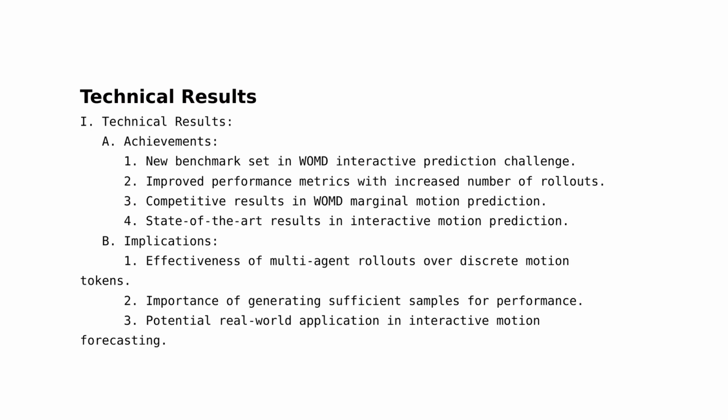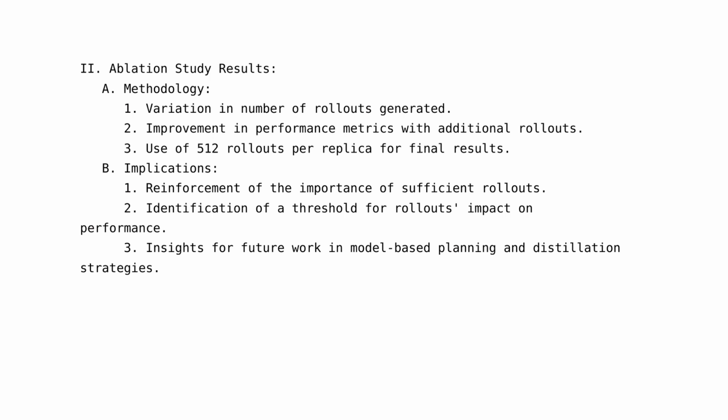Implications of results. 1. The results indicate that the proposed method of leveraging multi-agent rollouts over discrete motion tokens is effective in capturing the joint distribution over multimodal futures. 2. The improvement in performance metrics with the increase in rollouts suggests that the model's ability to generate a sufficient number of samples is crucial for its performance. 3. The model's success in the WOMD Interactive Prediction Challenge demonstrates its potential for application in real-world scenarios involving interactive motion forecasting.